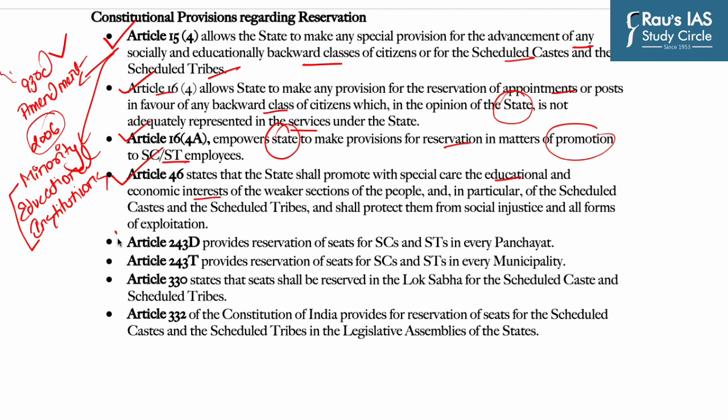Next is Article 243D. This provides reservation of seats for SCs and STs in every panchayat. Next is 243T, reservation in every municipality. Then Article 330, according to which seats shall be reserved in the Lok Sabha for the SCs and STs. And next is Article 332, which provides reservation of seats for the SCs and STs in legislative assemblies of the state.